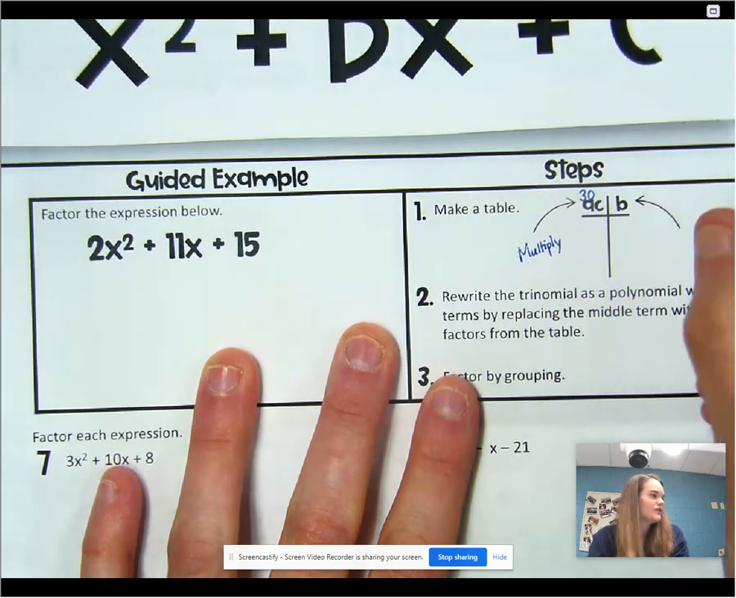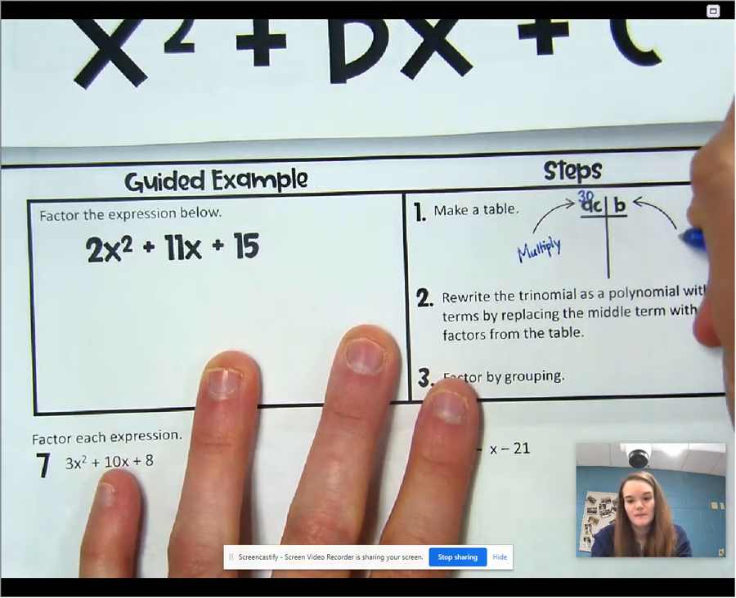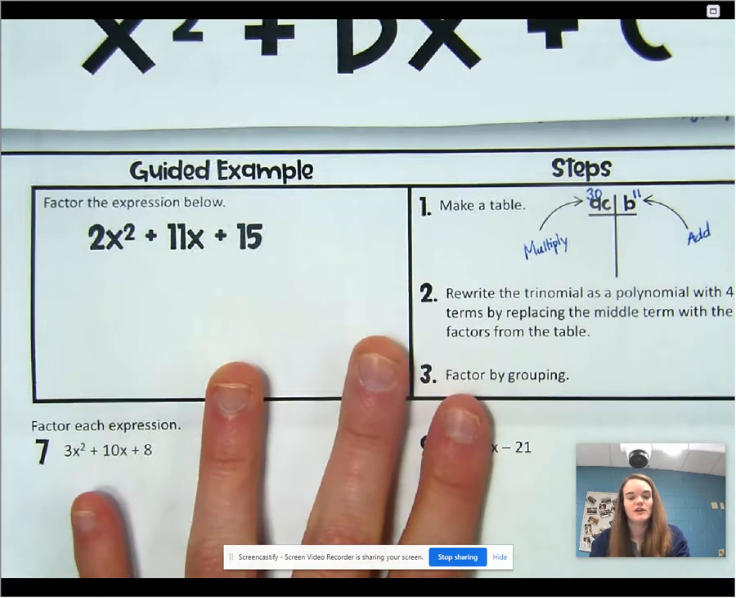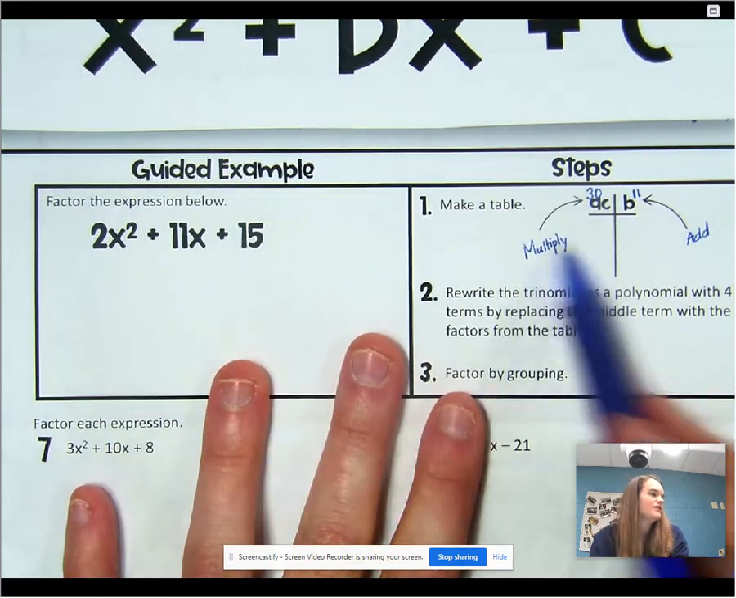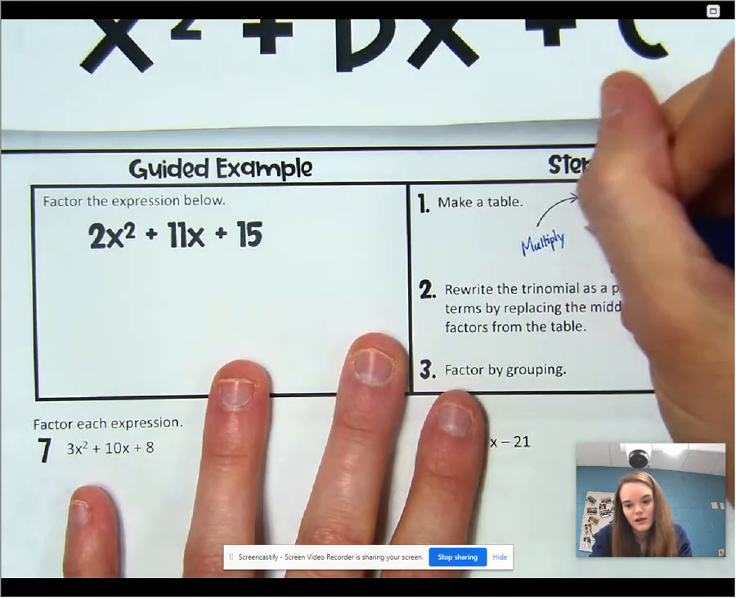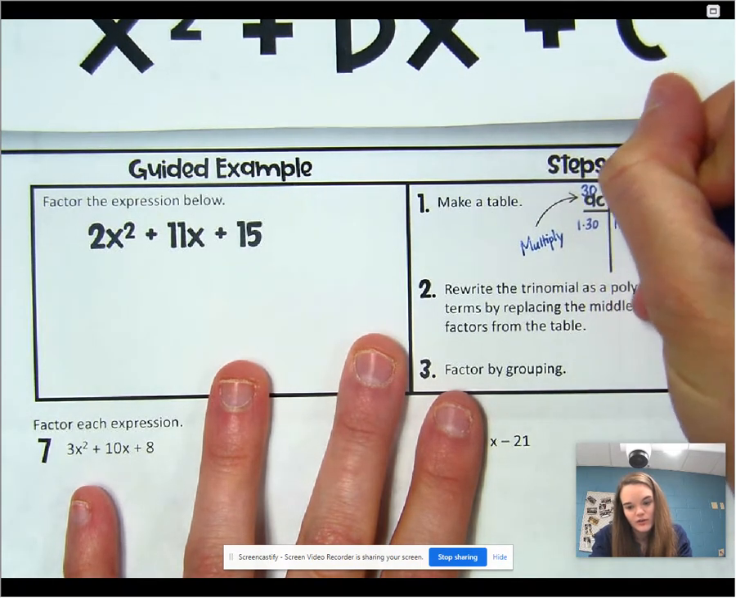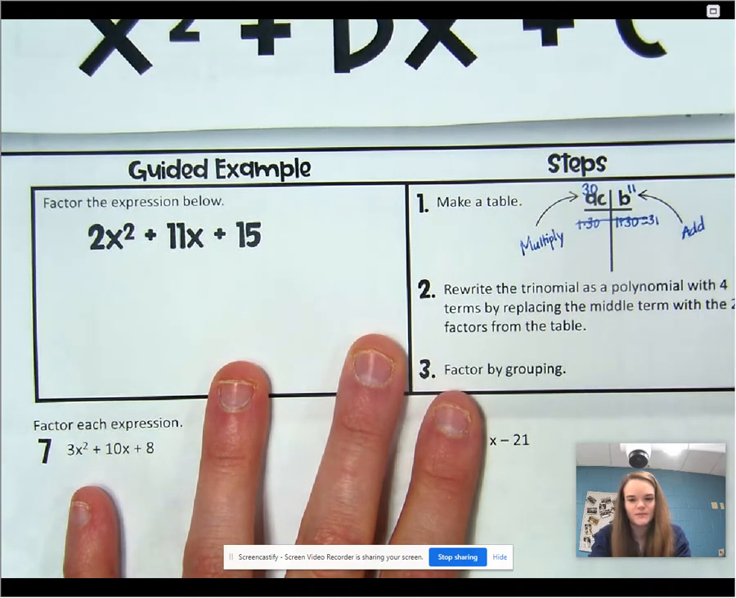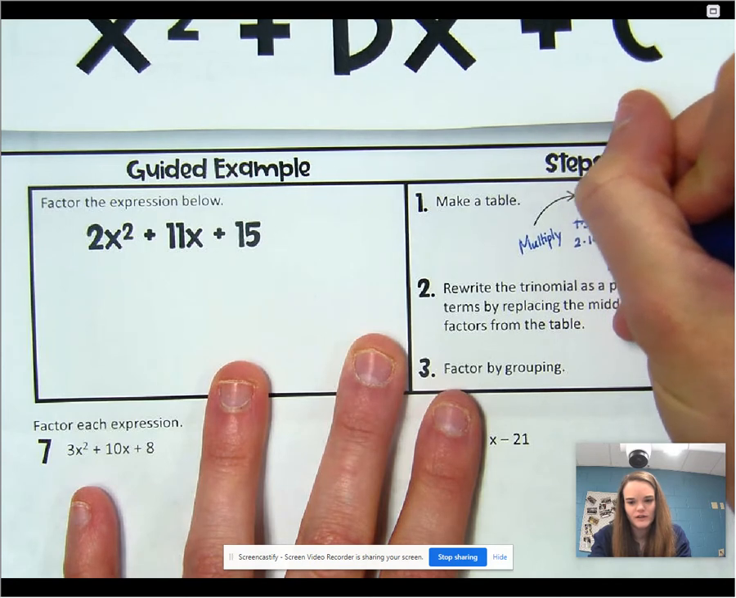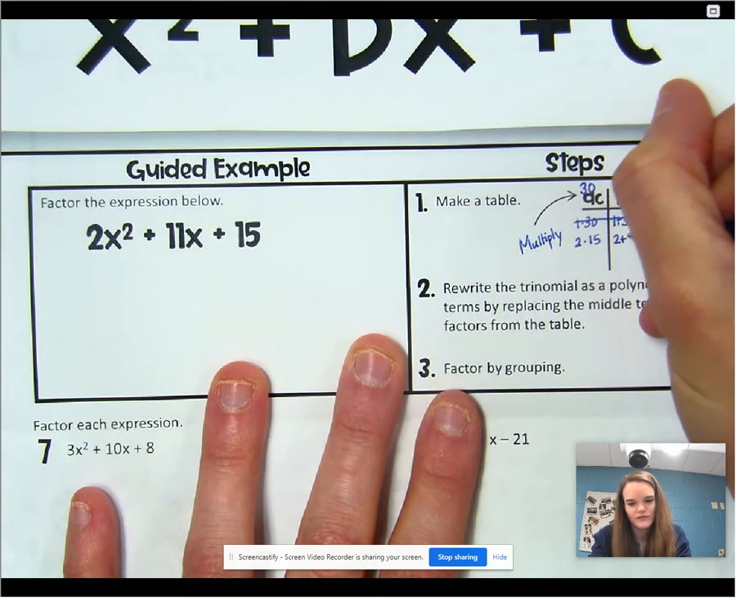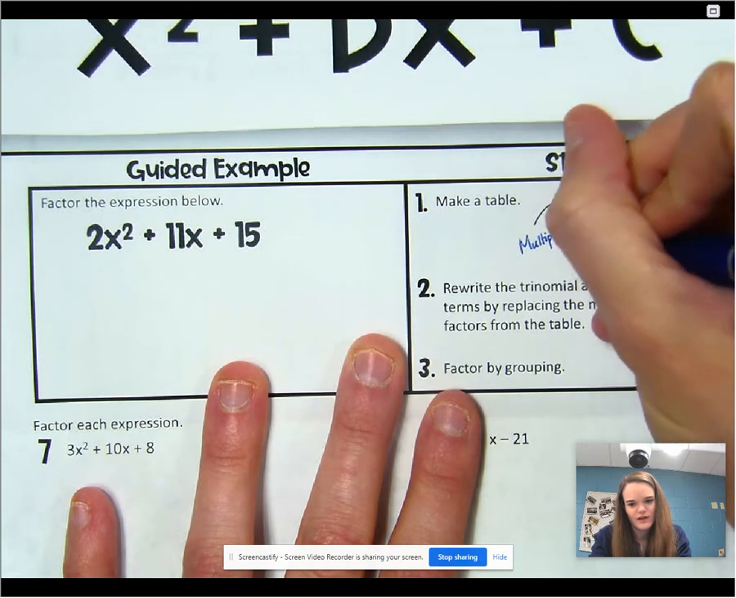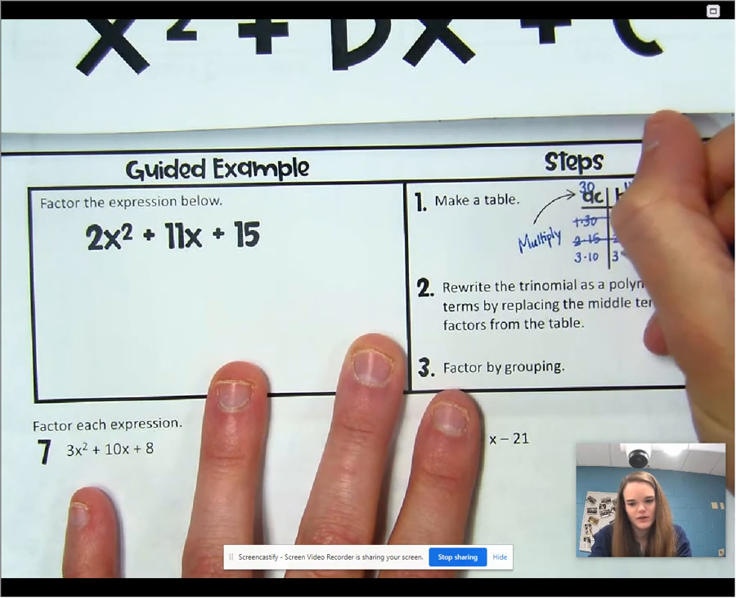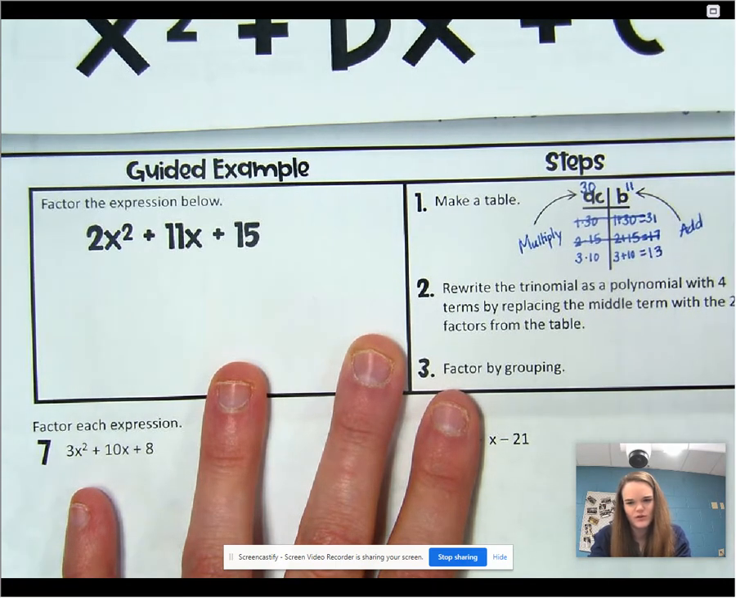So we're looking for factors of 30 that add to b, which is the middle number 11. So factors of 30 that add to 11. Now notice everything's positive, so our factors are going to be positive. So let's look. 1 times 30, 1 plus 30, that is not 11, that's 31, so it doesn't work. 2 times 15 is 30. 2 plus 15 is 17, so that doesn't work. How about 3 times 10? 3 plus 10 is 13. We're getting close, but not quite there.